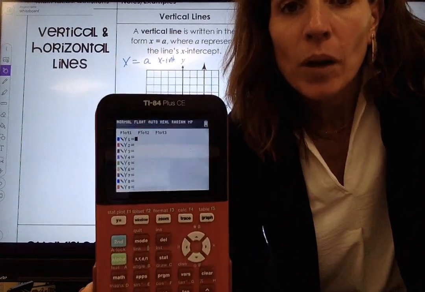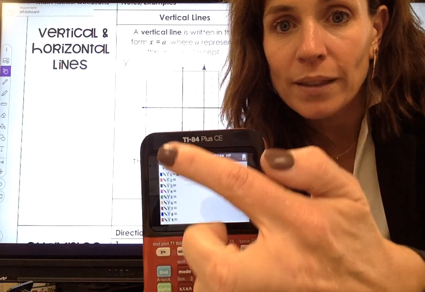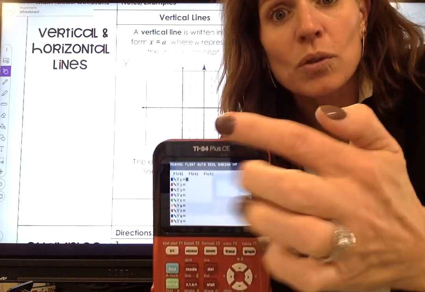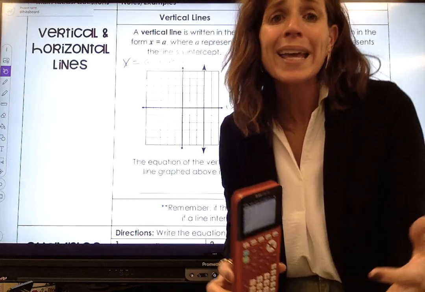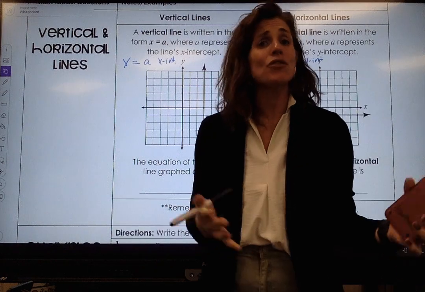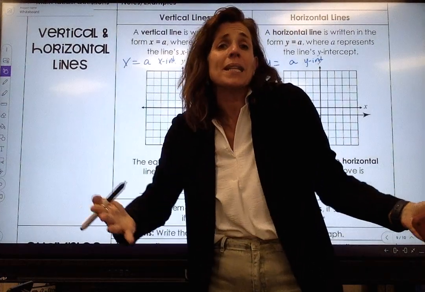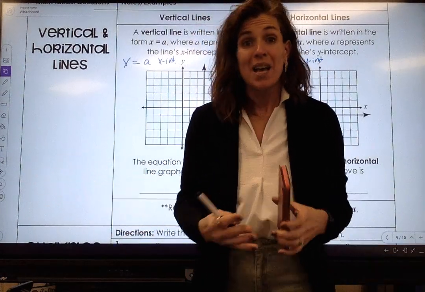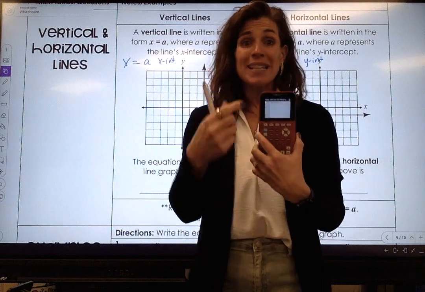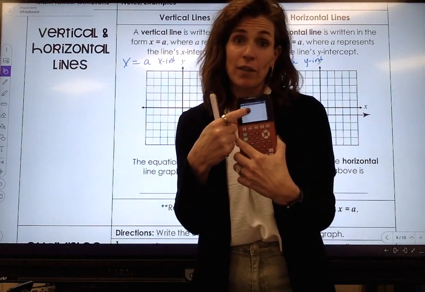Because look, what do all of these values start with? It has to be y equals, y equals, y equals. Y equals means he's alive. My skier's doing something. It's going to be positive. It's going to be negative. He's going to zoom straight across. But if it's x equals, that means he's dead. I can't even put it in a graphing calculator.